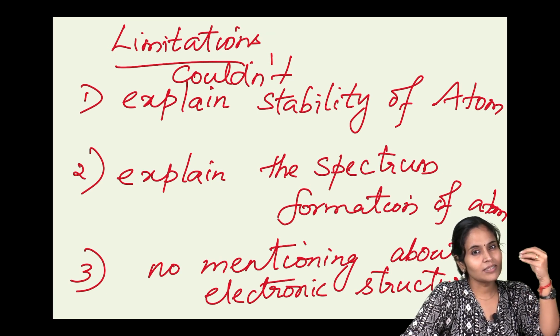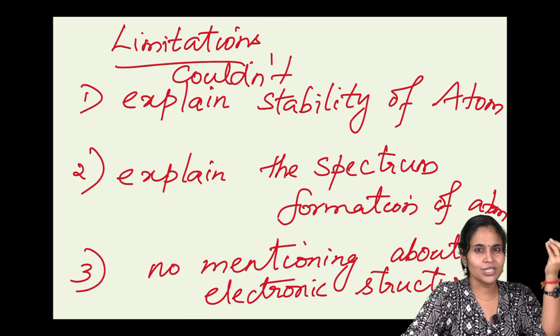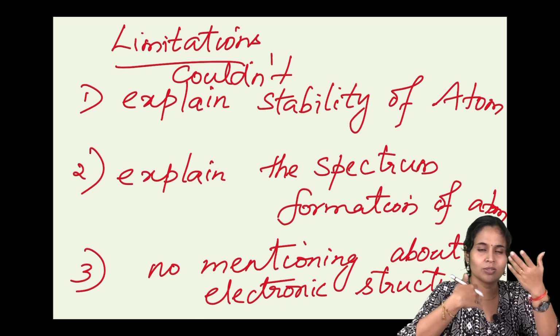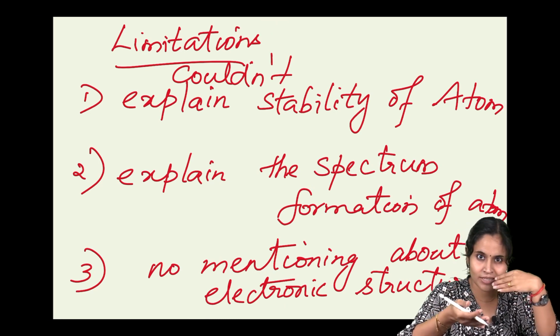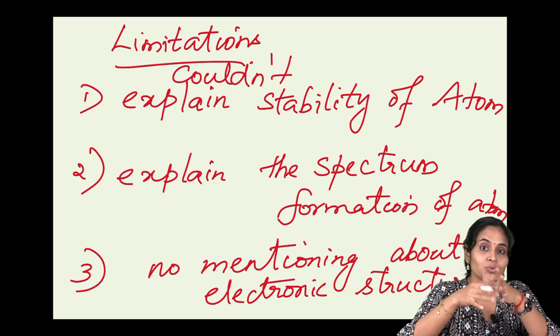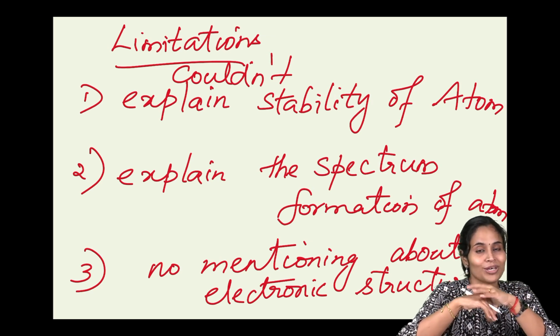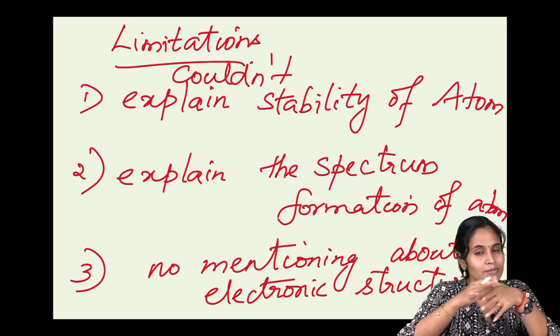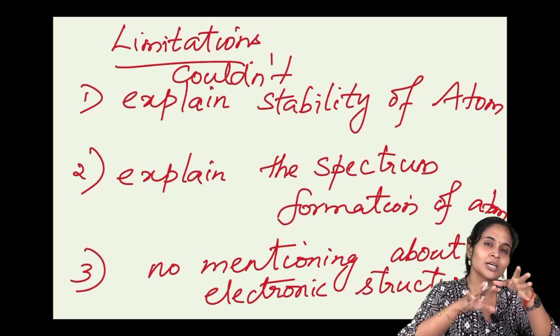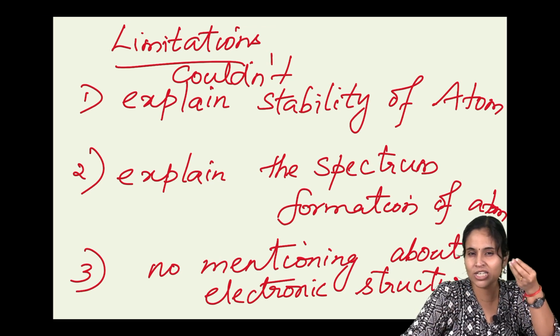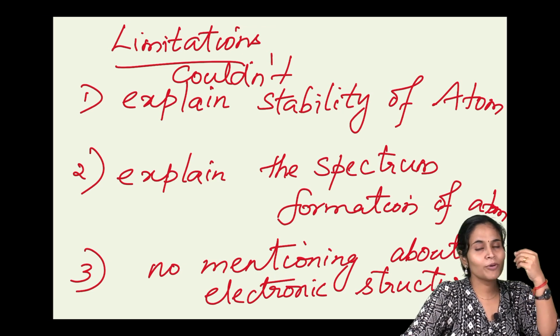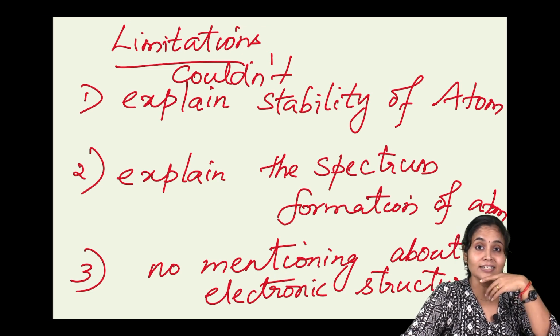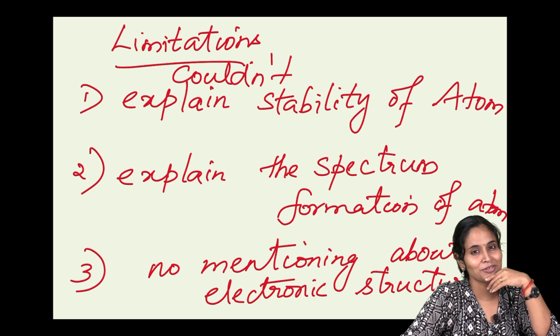So as we said, there are some limitations for this model. There will be another model which will overcome these limitations, and that was the Bohr atomic model. Actually, this Bohr atomic model was somewhat similar to Rutherford's model, except for some small changes. About the Bohr atomic model we will discuss in the next class. Okay, so wait for that. Thank you.